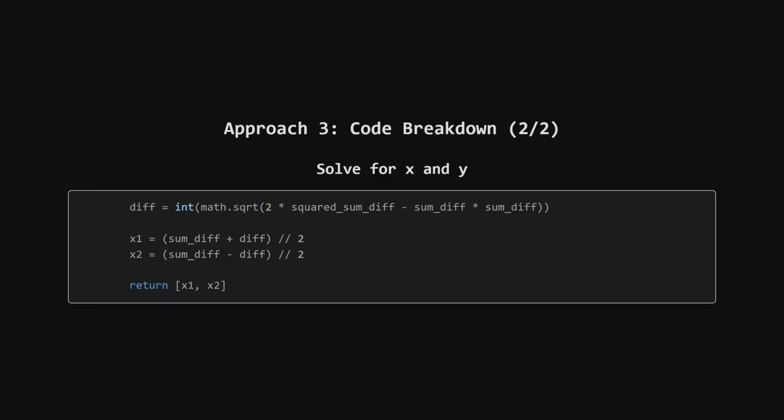Once we have the sum of x and y, which is sum_diff, and the difference between x and y, which is diff, finding them is easy. X is their sum divided by 2, and y is their difference divided by 2. We calculate those, and we have our answer.